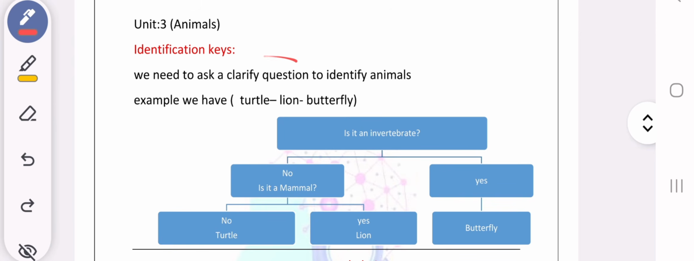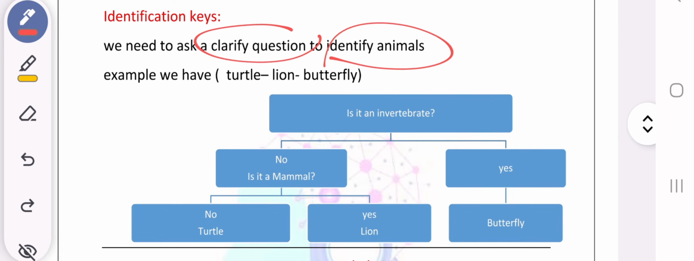But we are going to ask a question. This question will be a clarifying question. To identify animals means to put them in separate parts. If I give you an example like a turtle, a lion, and a butterfly, you need to ask a question so you can put each one in its own place. And this question will be for only one animal or living thing.